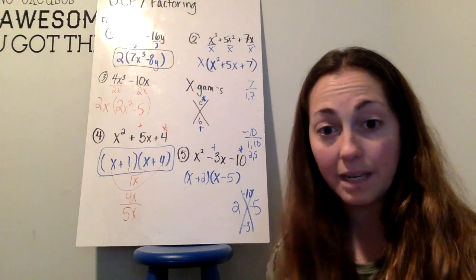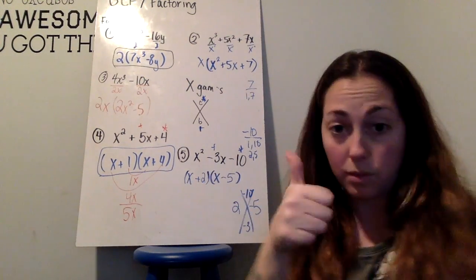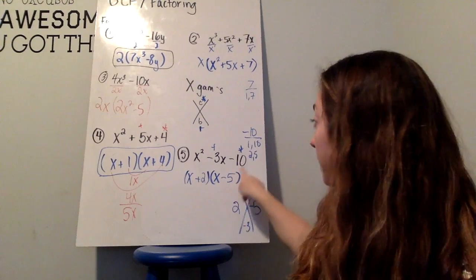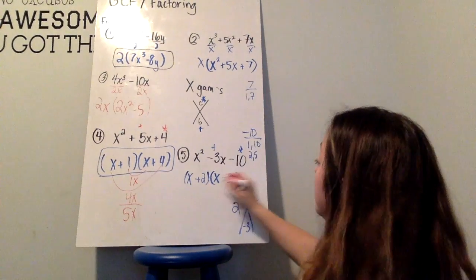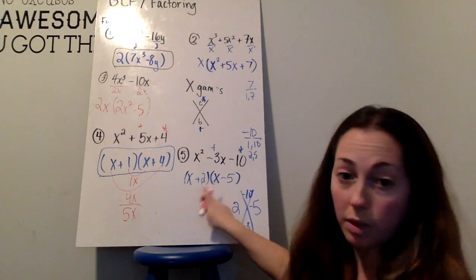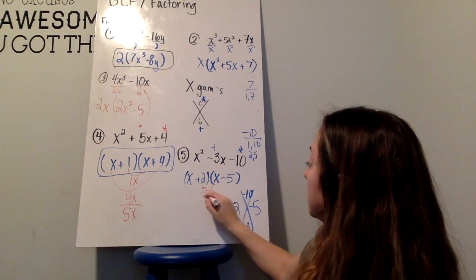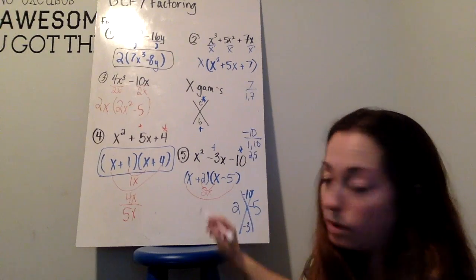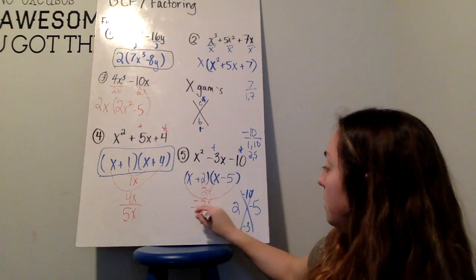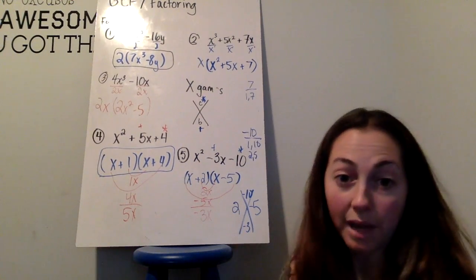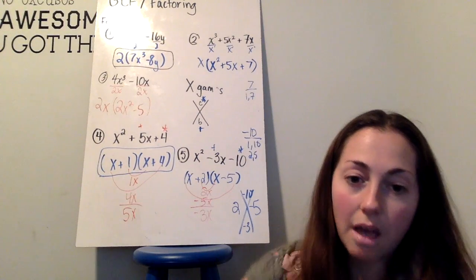If you want to test it, x times x, that's x squared. Yay. 2 times negative 5, that's negative 10. Yay. So all we got to look for is the middle. In the middle, we look for it by doing the inner two numbers. 2 times x is 2x. And we add the outer two numbers, which is negative 5 times x, which is negative 5x, and you add them and you get negative 3x. All right, so that's factoring.